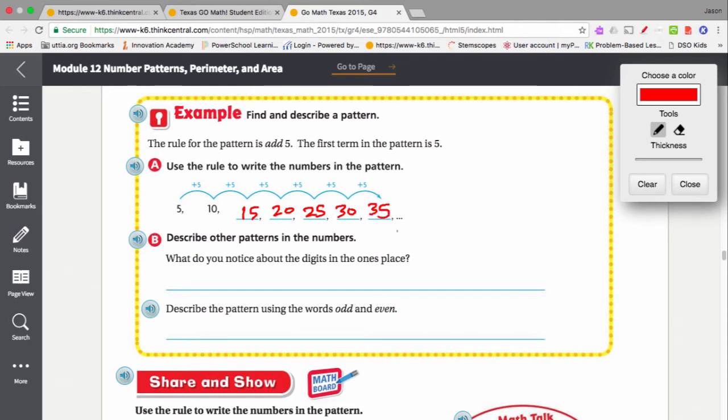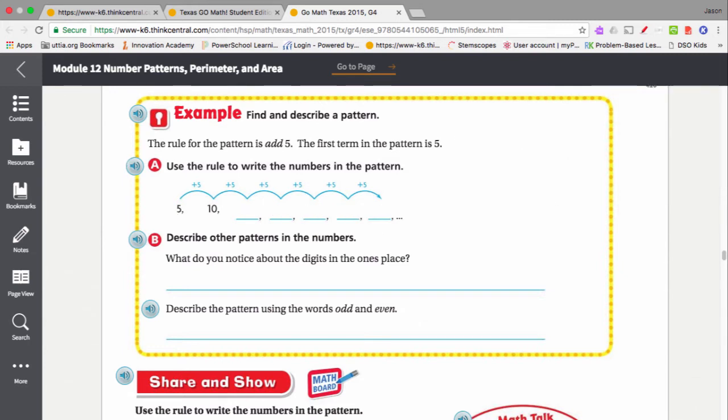What happens to the digits in the ones place? Well, there's a 5 and then there's a 10, and there's a 5 and there's a 10. So we have alternating between 5 and 0 in the ones place. And if we wanted to describe this pattern with odd and even numbers, we can see that the first, third, fifth, and seventh numbers in the pattern are all odd numbers. The second, fourth, and sixth numbers in the pattern are all even numbers. So that's just a way we can describe some patterns.